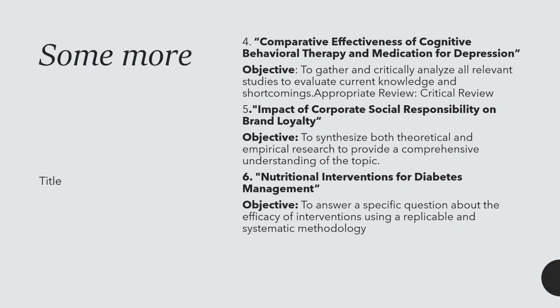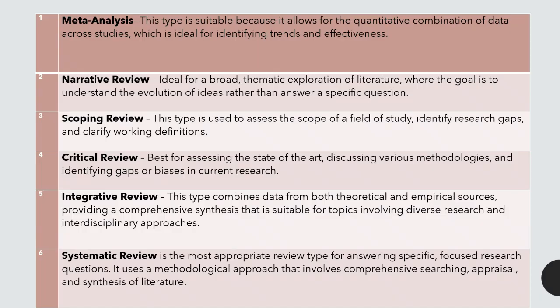Okay, so I'm just going to start wrapping this exercise up, and I hope you have your numbers 1, 2, 3, 4. You've got the answer 5 and 6, and in the next slide you can evaluate yourself. And these are the types of literature reviews most suitable to each of those projects. So number 1, the most suitable literature review would be a meta-analysis, because it allows for the quantitative combination of data across studies, which is ideal for identifying trends and effectiveness.